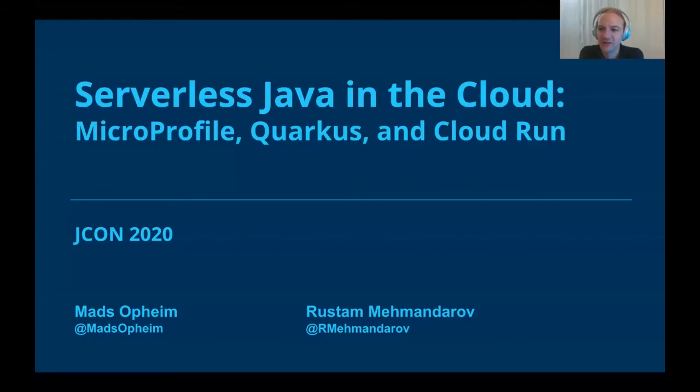I guess we can start by introducing ourselves. My name is Mats Opheim. I work in a technology company called Kubernetes, primarily with Java and Kotlin. And it's great to be back at JCON. I was at JCON two years ago, had lots of fun, so it's great to be back.